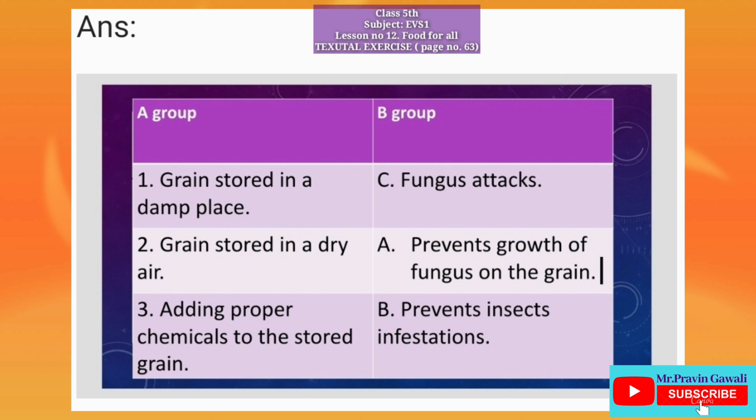The answer is 1. Grain stored in a damp place. The correct answer is C. Fungus attack. 2. Grain stored in a dry air. The correct answer is A. Prevents growth of fungus on the grain. 3. Adding proper chemicals to the stored grain. The correct answer is B. Prevents insect infestation.